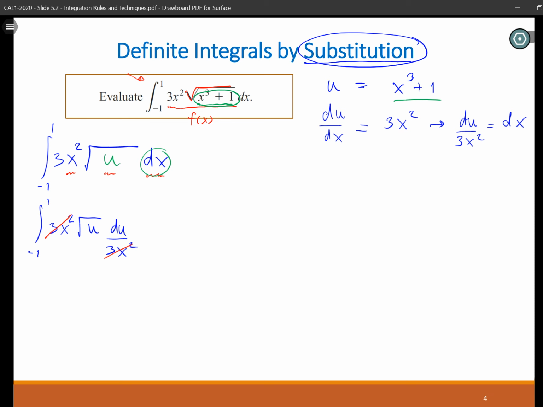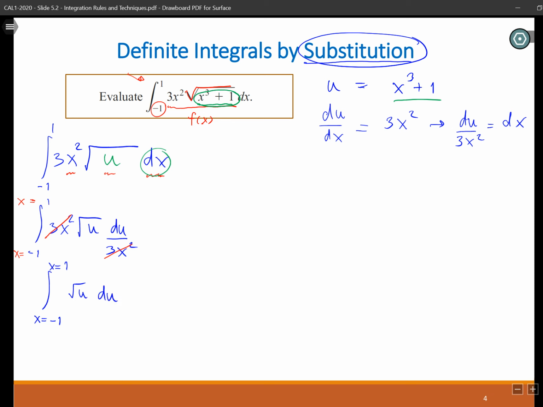All right. At this point, I want you to keep in mind that minus 1 right here, this is x. Because we start right here, this is x. So keep this in mind. Minus 1 and 1 right here, this is about x. So let's write everything right here. x equal to minus 1, x equal to 1, square root of u du.